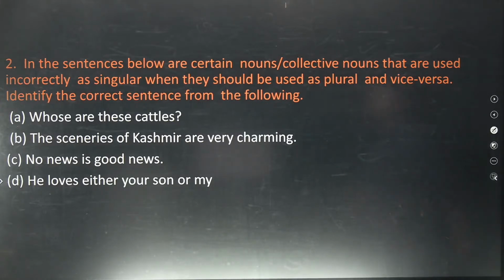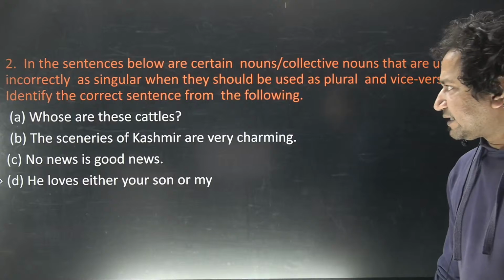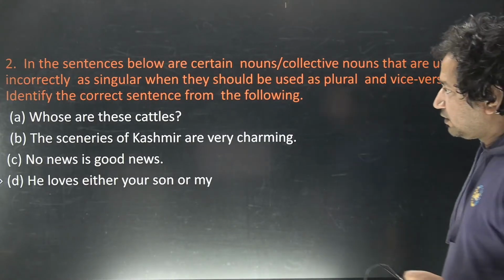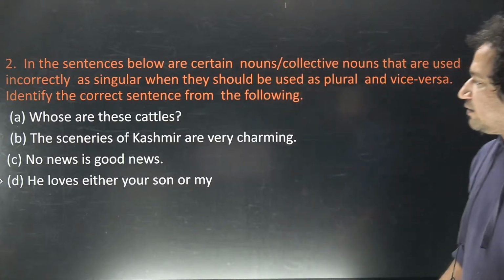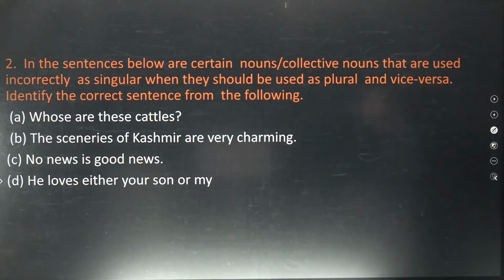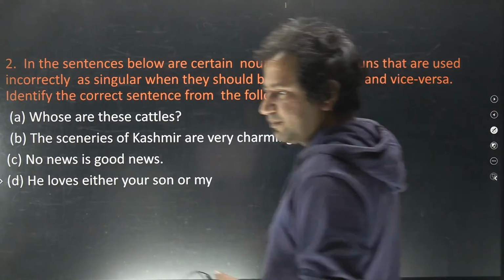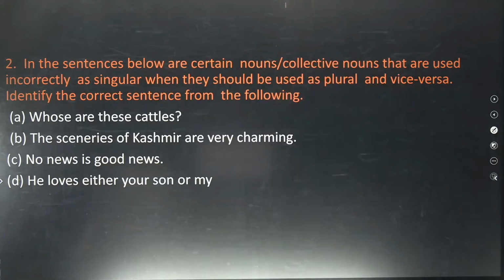In the sentences below are certain nouns or collective nouns that are used incorrectly as singular when they should be used as plural and vice versa. Identify the correct sentence from the following. A. Whose are these cattles? B. The sceneries of Kashmir are very charming. C. No news is good news. D. He loves either your son or my. Abhimanyu, not the snap part, but yeah, it will help somehow.